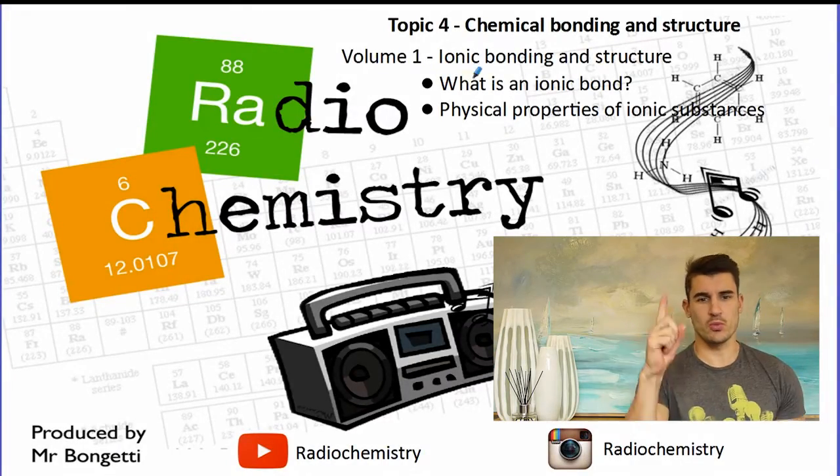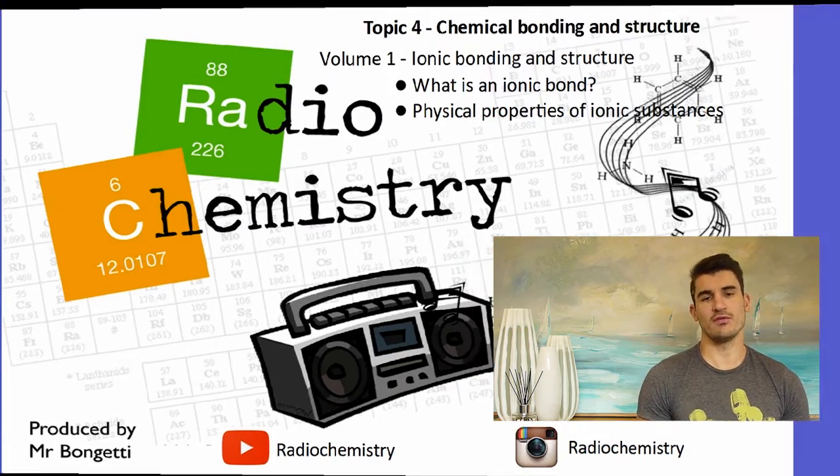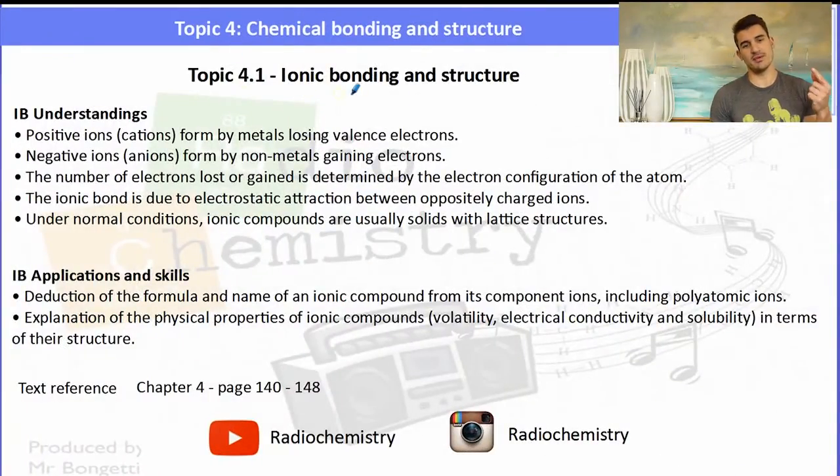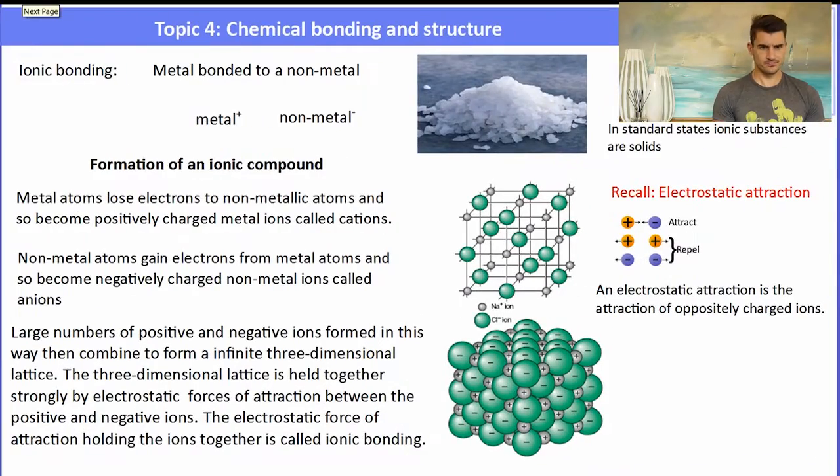So topic 4, volume 1, what is an ionic bond? And we look at the physical properties of ionic substances. IB understandings and applications all revolve around ionic, and some of these you've done in year 10 already, and some of them you might need to freshen up on, but we're going to stick to just going through those dot points and getting the key concepts.